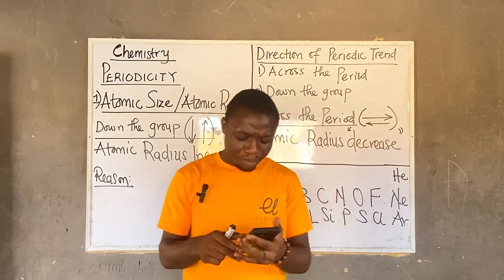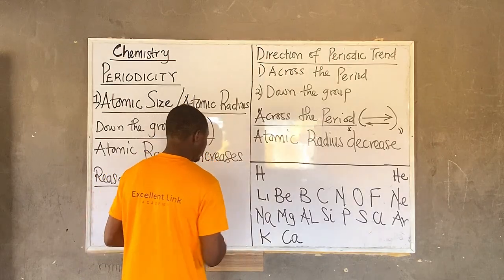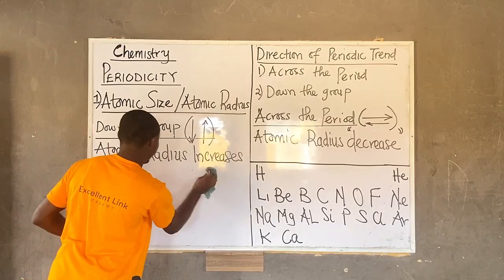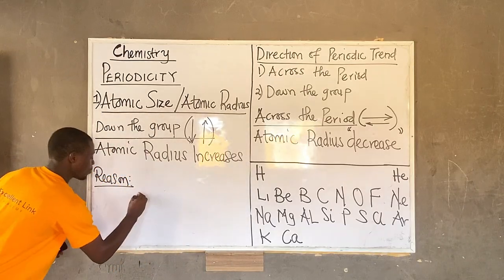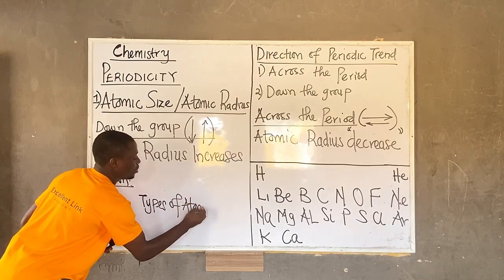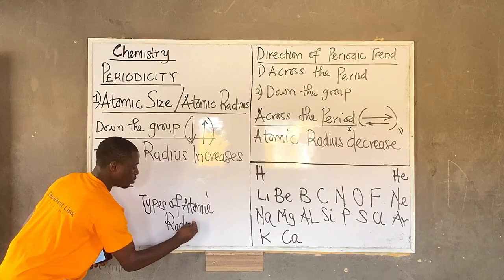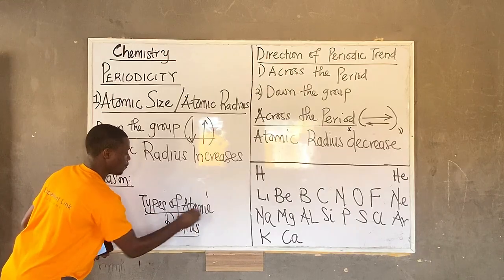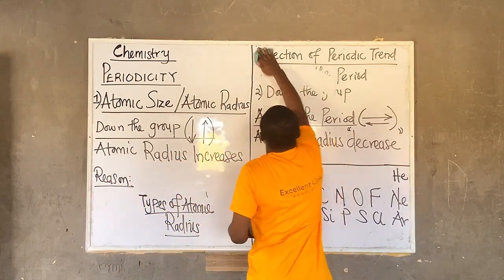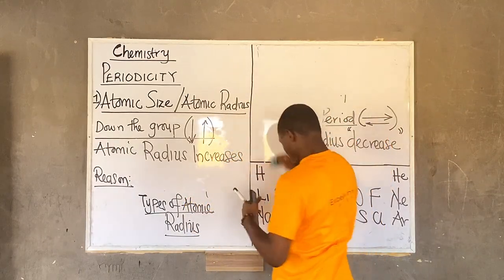All right, guys. Let's look at types of atomic radius, please. There are three types of atomic radius.